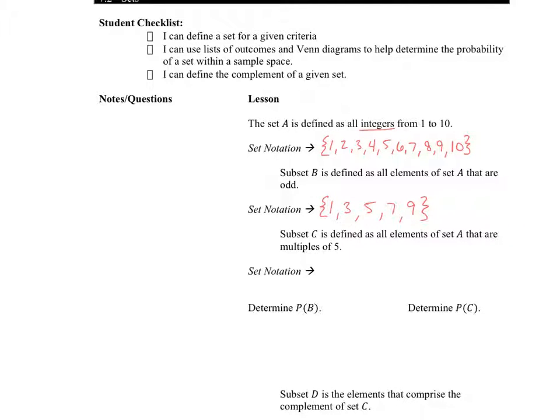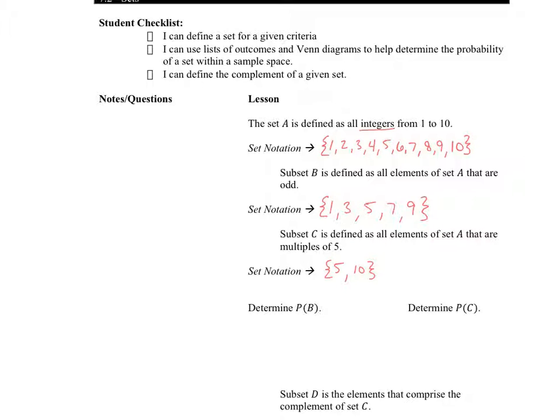Got another subset here. Now I could have a lot of subsets. We could have as many subsets as we want to have. Subset C is the elements of A that are multiples of 5. So I'm going to go back to A. I'm going to find any number in here that's a multiple of 5. So 5 or 10. Okay, so 5 and 10. So what we've got now is 3 sets, and 2 of those sets are subsets of a third set.